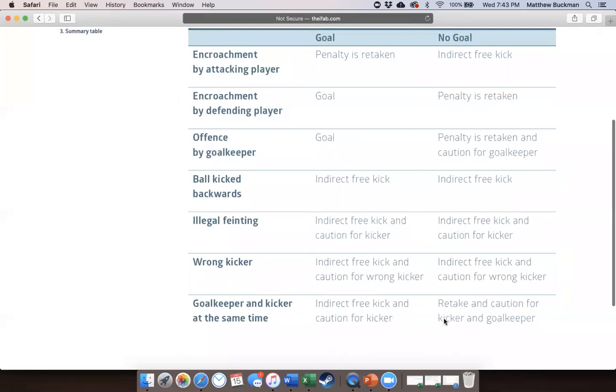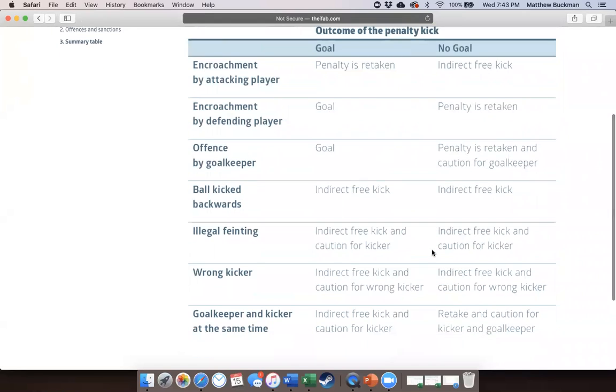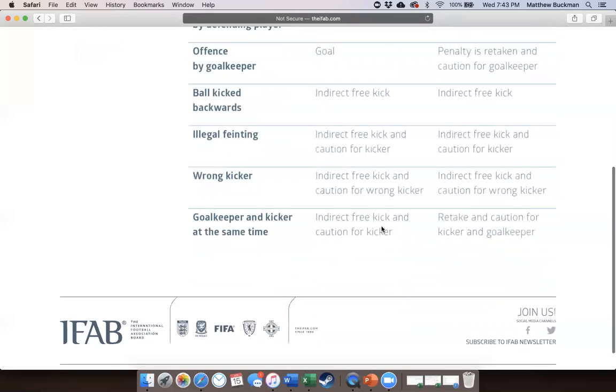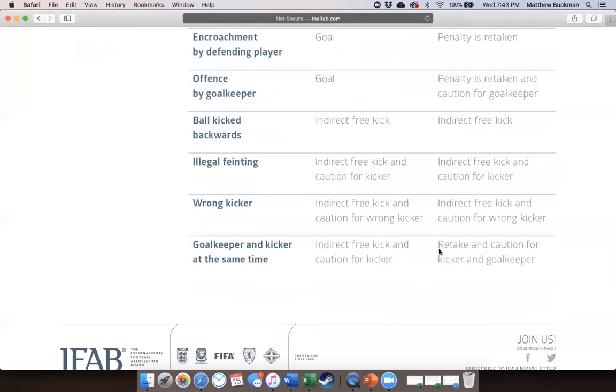If for some reason both of them do it and the ball does not go into the goal, retake the kick and caution both the kicker and the goalkeeper. So we had a question here in the last situation, does the goal count? No, because you're giving an indirect free kick to the defensive team, so no goal. So again, if both the kicker and the goalkeeper are guilty, but the ball does not go in the net, we want to retake the kick, and you give both of them a caution.